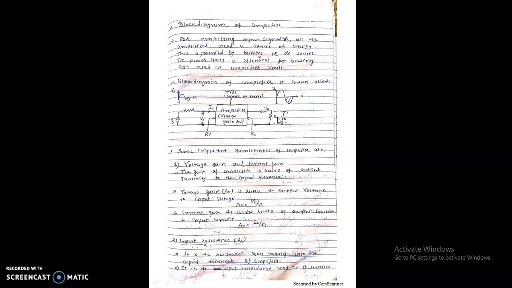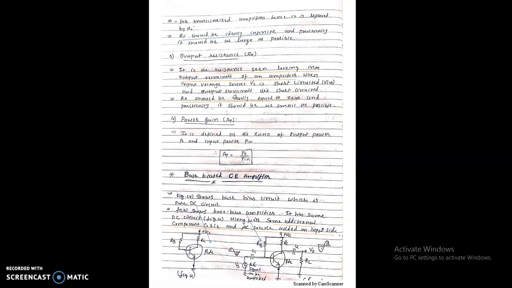So the first parameter is voltage gain or current gain. You already know the voltage gain is the ratio of output voltage to input voltage. Current gain is output current to the input current. Another parameter is input resistance. It is the resistance seen looking into the input terminal of the amplifier. This is denoted by Zi. Zi should be ideally infinite and practically it should be as large as possible.